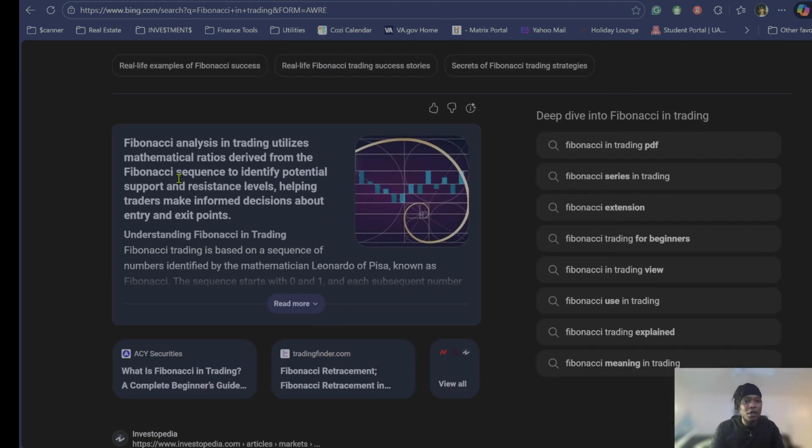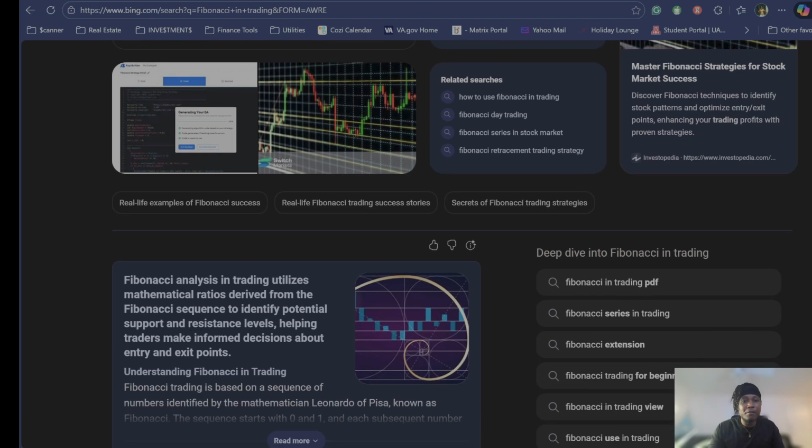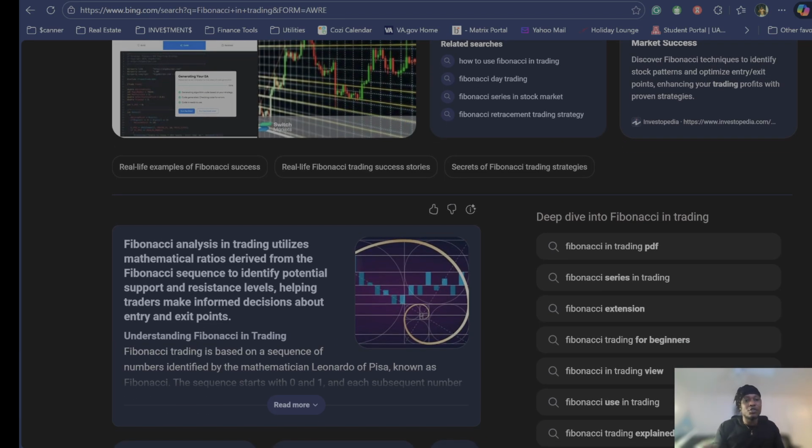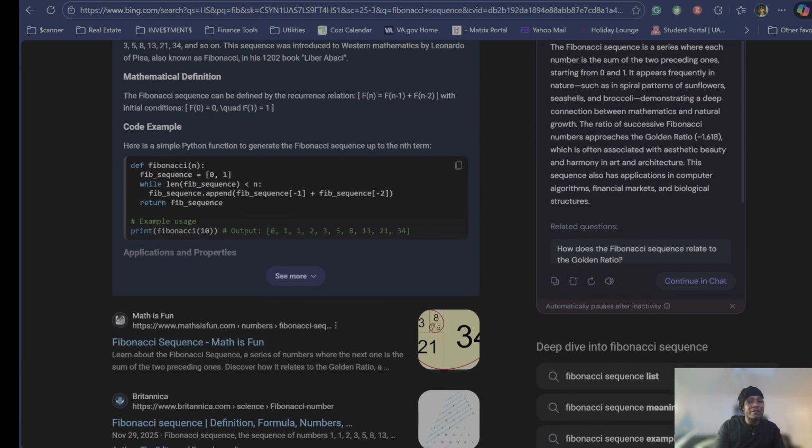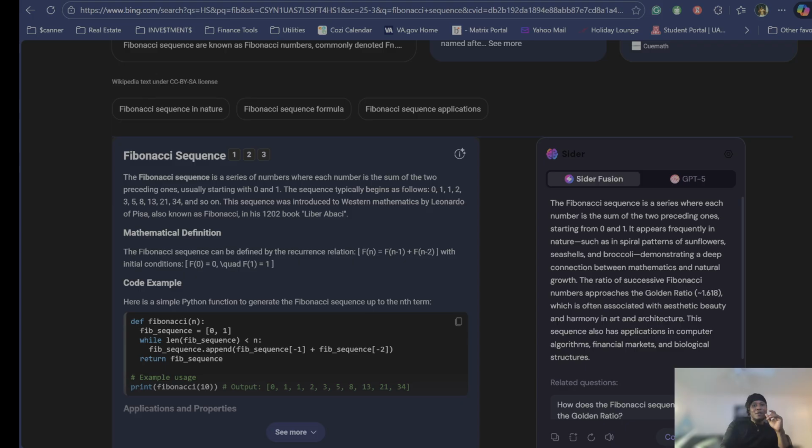So a fib, right? Fibonacci analysis and trading utilize mathematical ratios and blah blah blah, a lot of stuff, right? But let me try to simplify that for you. So Fibonacci is a sequence found in nature. The reason why I like the Fibonacci retracement so much is it aligns with my soul. When I say my soul, I'm talking about God, big God. You find these numbers, these sequences in nature and everything.